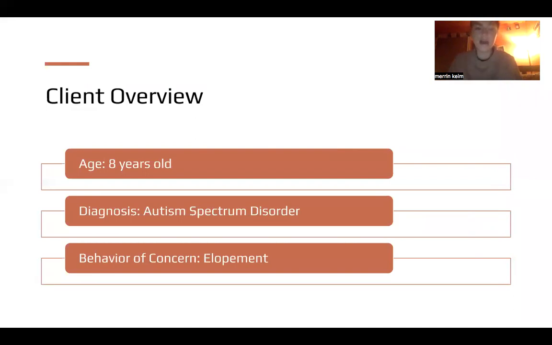Okay, so here we have the client overview. So this is some information surrounding the client. This is the client's demographics. So the client is 8 years of age. Their diagnosis is autism spectrum disorder. So this diagnosis was done in center through the diagnostician. And the behavior of concern is elopement. So this elopement is anytime that they are leaving the designated area, specifically and typically during table time.